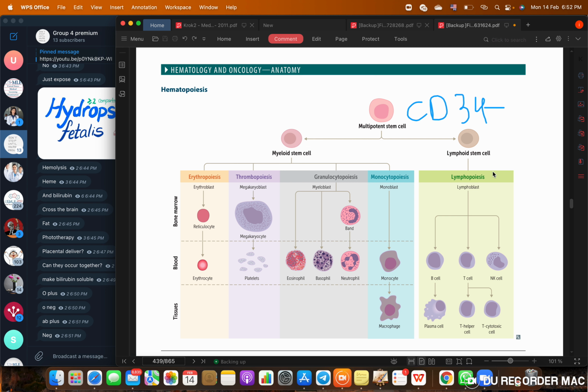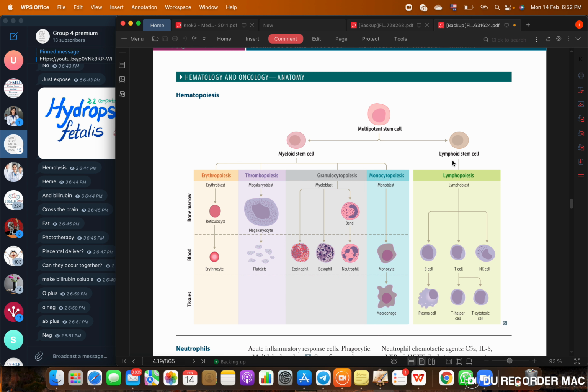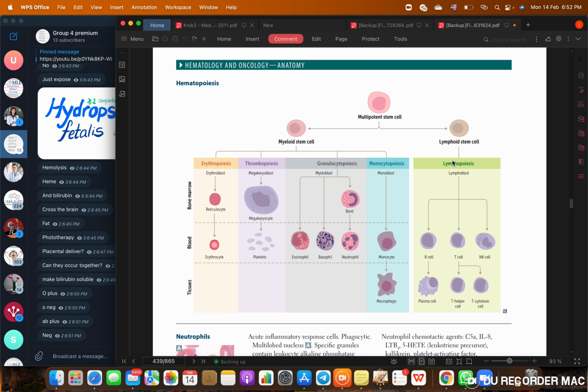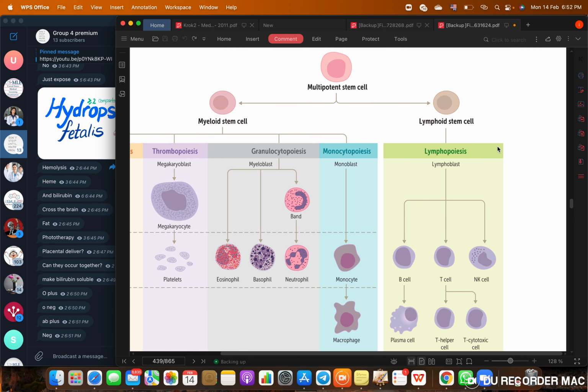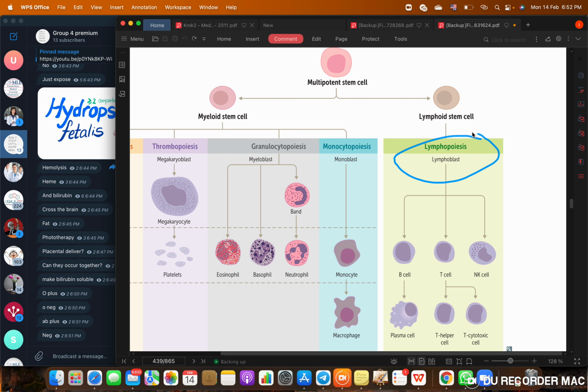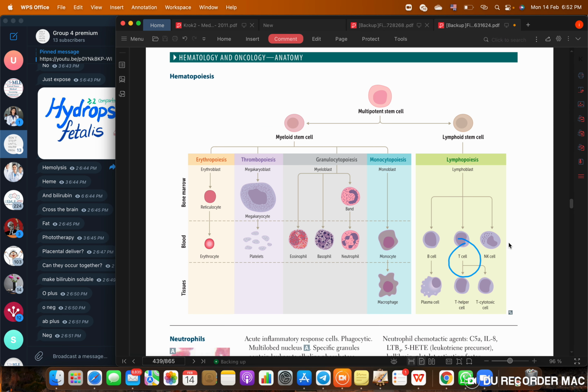I highly advise you to concentrate on these points, because if you understand this, you will save yourself a lot of time trying to study leukemias. So we have the lymphoid stem cells and the myeloid stem cells. I'm going to start from the right. If I'm speaking about lymphopoiesis, we have lymphoblasts. Can somebody tell me, where is the T lymphocyte produced?